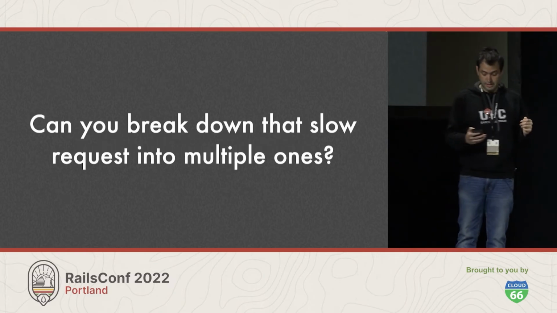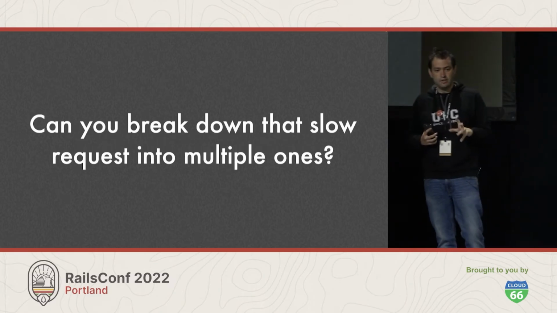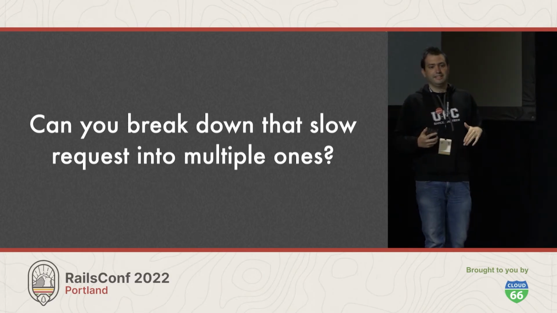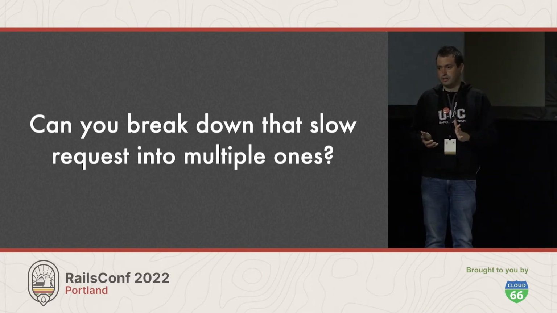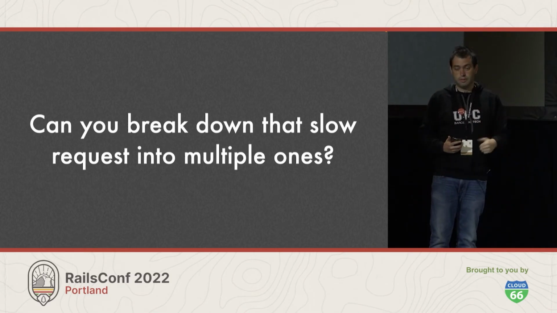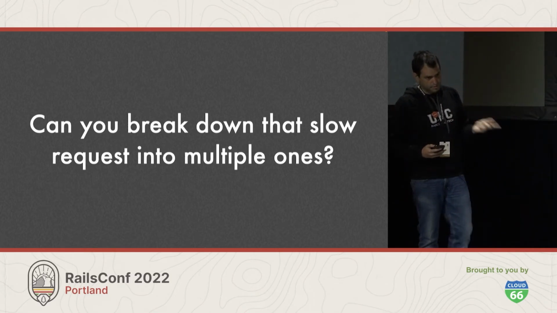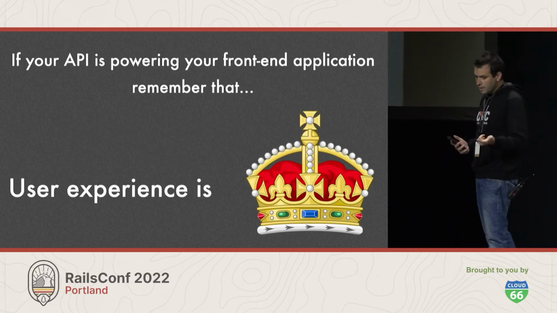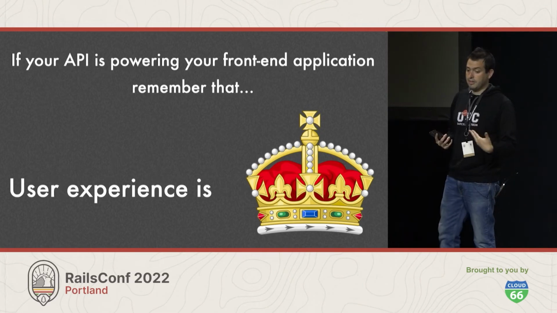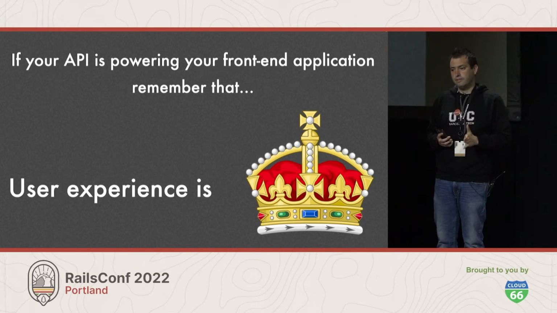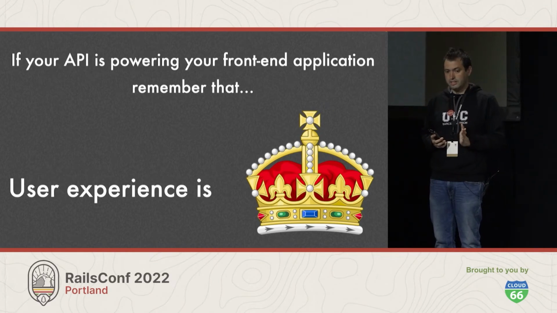And finally, the last product part I wanted to comment on is breaking down slow workflows. On the read, what you can do is break that very slow request into multiple ones. And I know what you're thinking again. This is objectively slower. The same logic will have to be executed, plus network, plus middleware. However, what you are not thinking about, again, is user experience. If your API is powering your front-end application, you need to remember that.